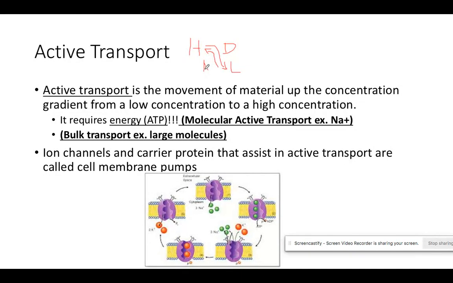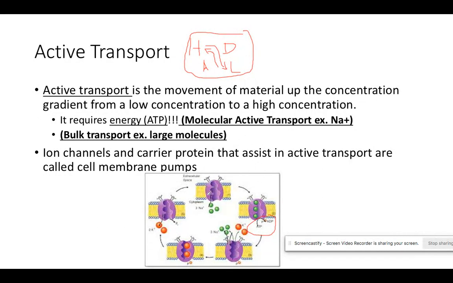So I always tell students to memorize this quick little demo, or a little way, so that you can go ahead and get any active passive transport question right on the regions. Okay, so it requires energy, ATP. So sometimes if you see any ATP in any of the examples, right off the bat it's active transport.